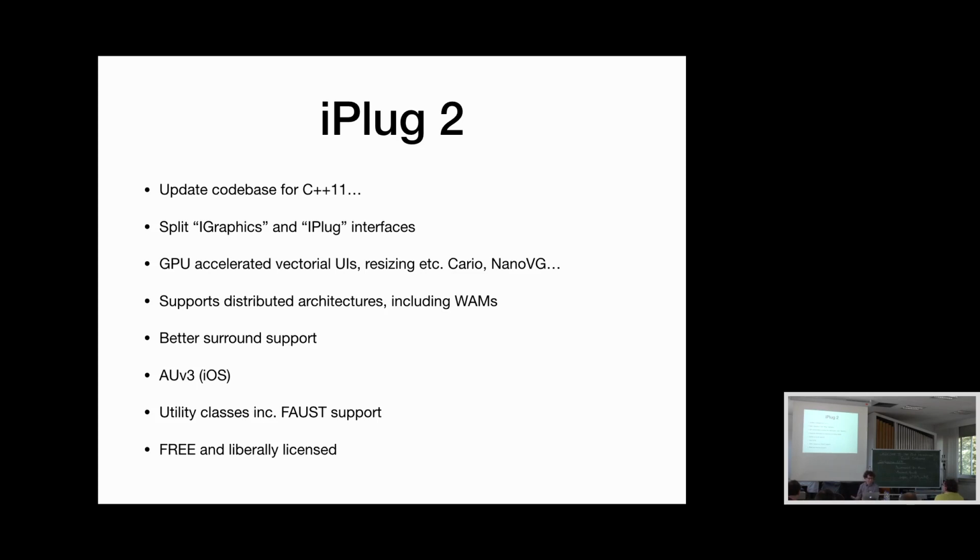We've reworked the graphics backend, so you can do hardware accelerated graphics using a library called NanoVG, which is a really, really nice vectorial toolkit for doing drawing. And actually on Mac and iOS, it's using Metal, which is Apple's equivalent to Vulkan, which is a modern GPU technology. So that's all working.